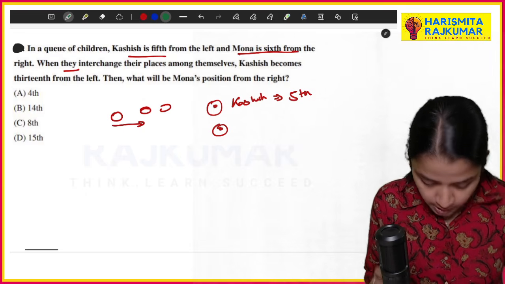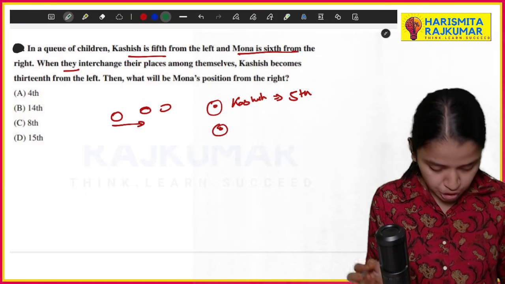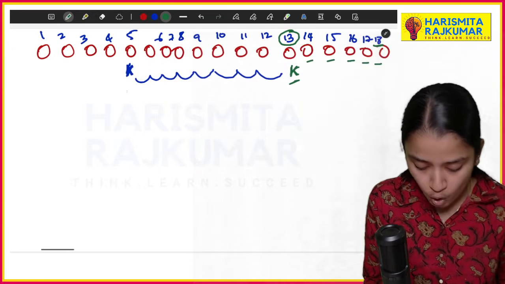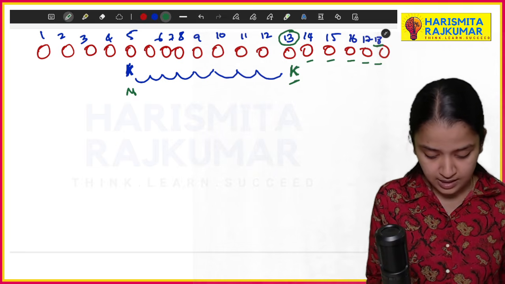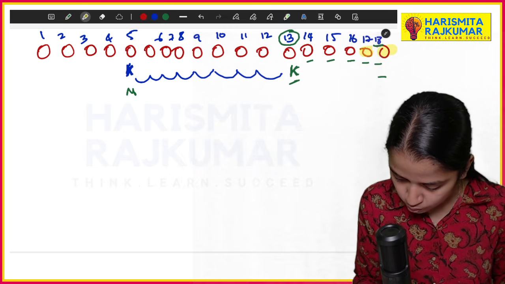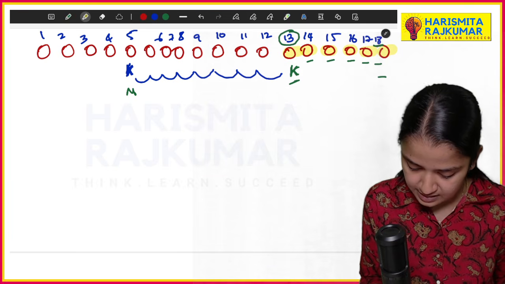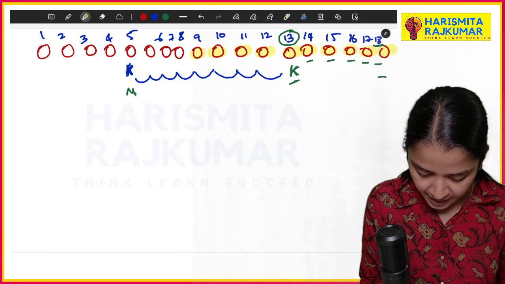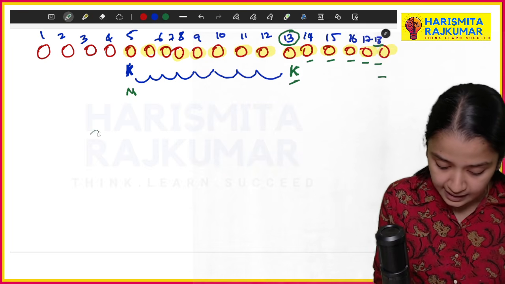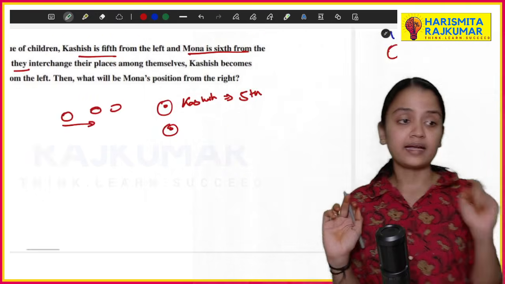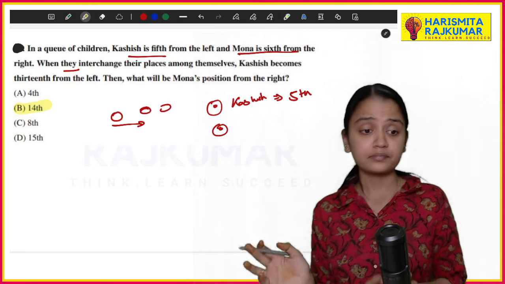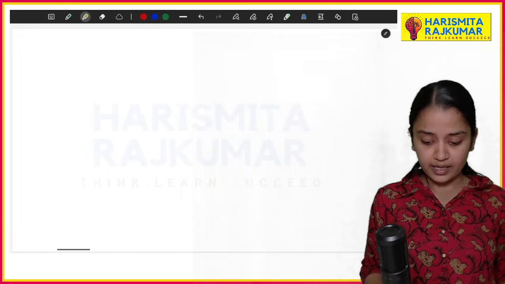Now, what is the position of Mona from right hand side? If it is exchanged, her position will be here. So let me highlight 1 2 3 4 5 6 7 8 9 10 11 12 13 14. Her position is 14th position from right. That is your answer. I hope you understood. This is the question and this is the answer. Now let us go to another question.